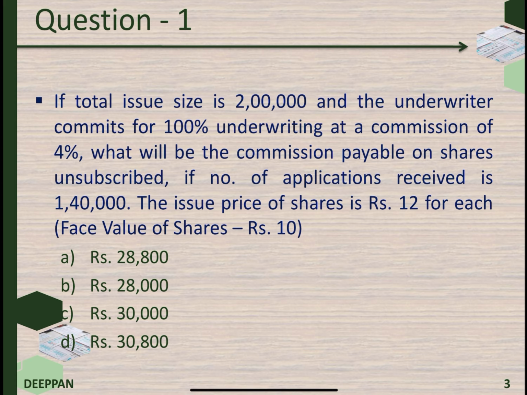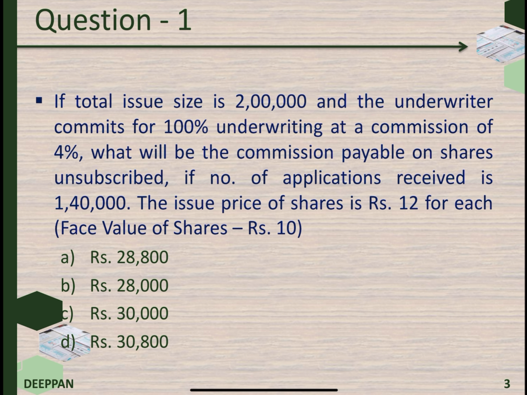If total issue size is 2 lakh and the underwriter commits for 100% underwriting at a commission of 4%, what will be the commission payable on shares unsubscribed if number of applications received is 1,40,000? The issue price of shares is rupees 12 for each. Face value of shares rupees 10.